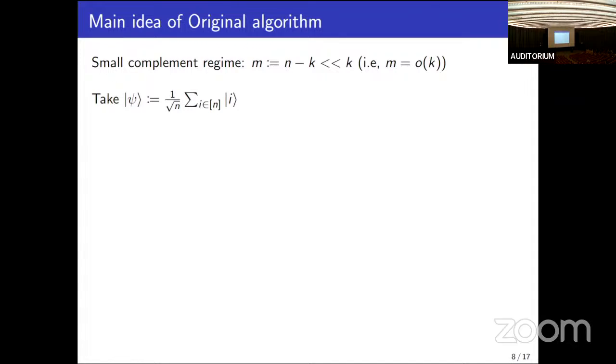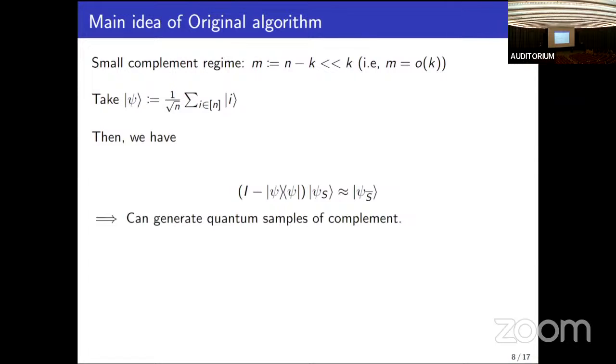Now with this psi, if you take the quantum sample for S and then you project it onto the orthogonal subspace of this ket psi, then approximately, up to normalization, what you get is actually the quantum sample for the complement of S. Now, if this were exact, that is, you exactly got the quantum sample for S complement up to normalization, then you basically generated quantum samples of the complement, and then you can simply solve the quantum coupon collector problem on the complement instead, which is very small. So it's faster to do.